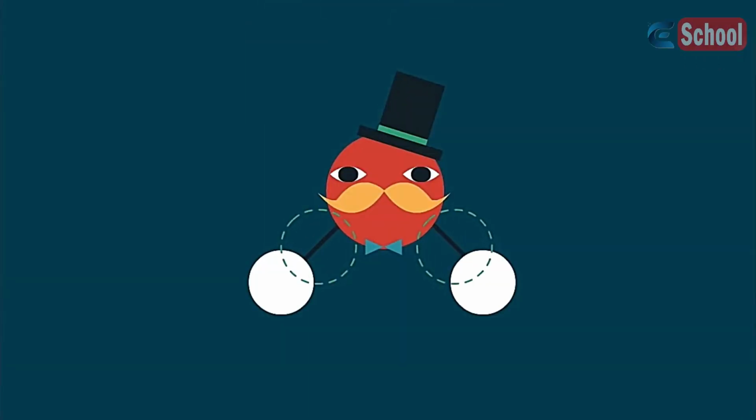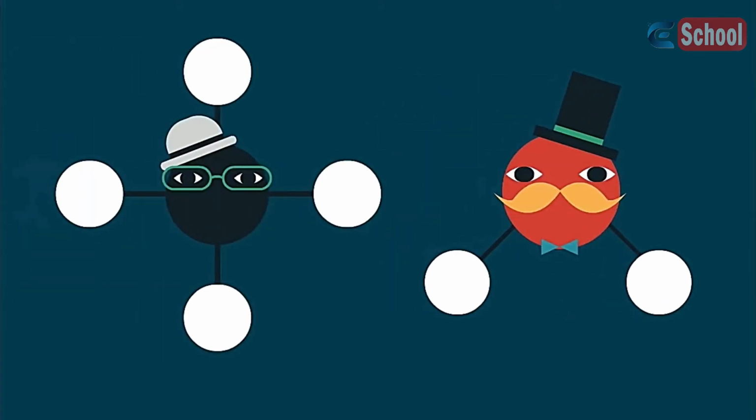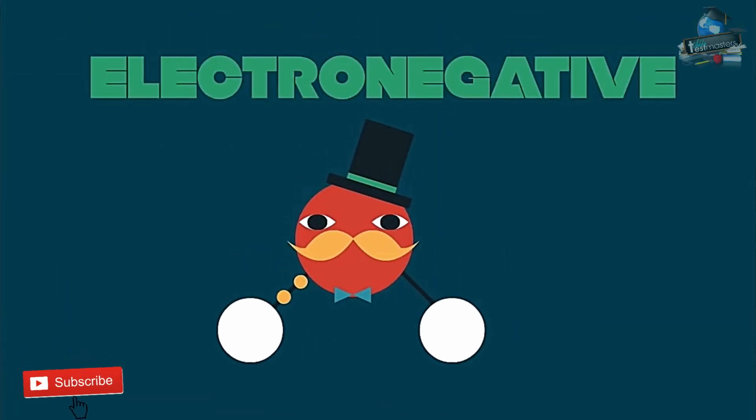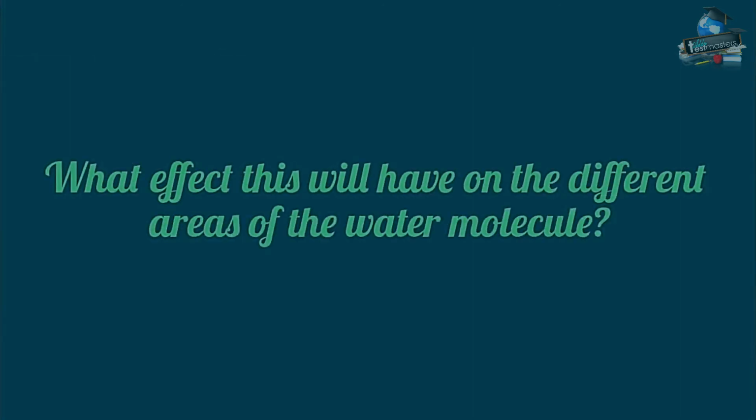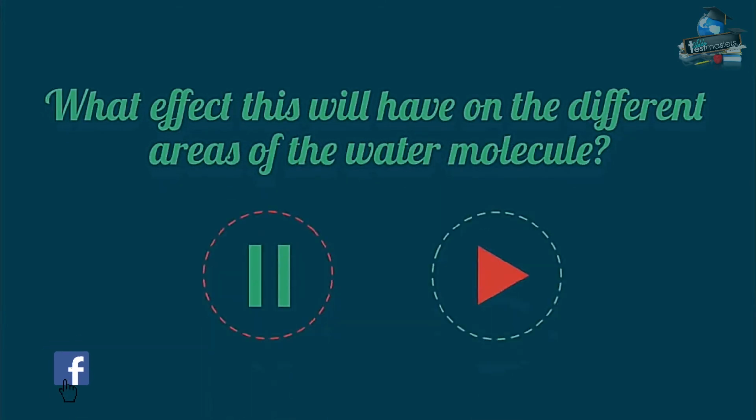But of course, the bonds aren't the same as those you would see in, say, methane. In this molecule, the bonding electrons spend most of their time about halfway between the carbon and hydrogen atoms. But in water, the bonding electrons spend most of their time nearer the oxygen atom because it is more electronegative, that's electron withdrawing. What effect do you suppose this will have on the different areas of a water molecule? Pause the video and resume when you have an idea.